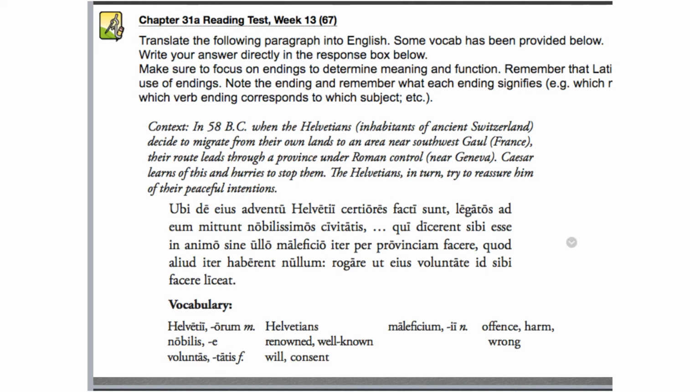We are translating the passage. Ubi de eius adventu Helvetii certiores facti sunt, legatos ad eum mittunt nobilissimos civitatis. So when, concerning his arrival, the Helvetii became more certain, they send legates, ambassadors, to him. Actually, they send legates, the most noble of the state, to him. Since we're relatively short, I'll leave the rest for you.